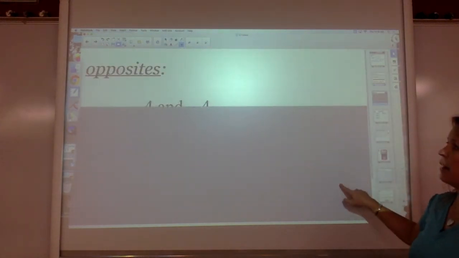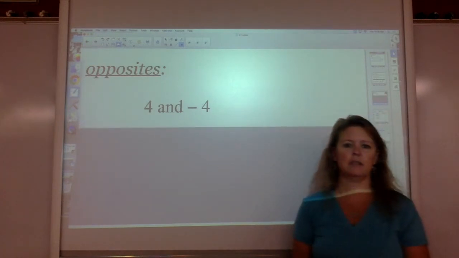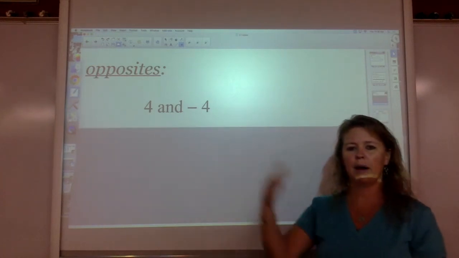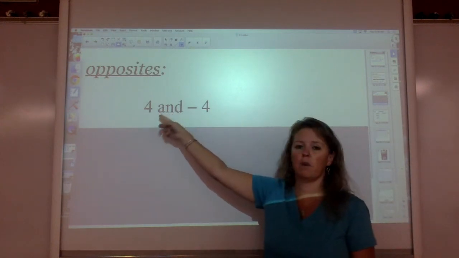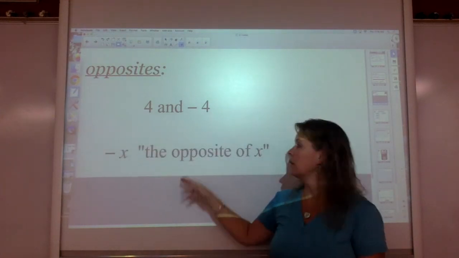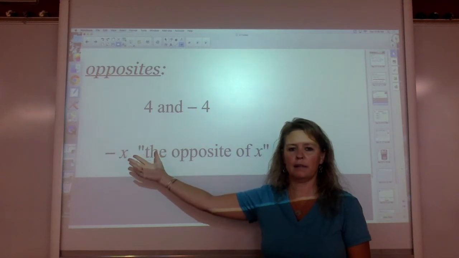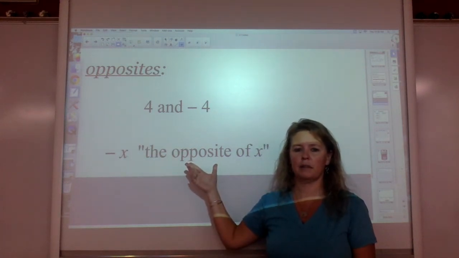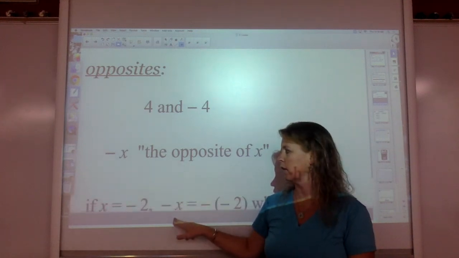Another definition for opposites. A lot of times I will use the word opposite instead of calling it a negative. A positive 4 and a negative 4 are opposite to each other, but maybe we'll call it 4 and the opposite of 4. Why would we do that? Because what if we don't know what x is? If you don't know what x is, then you'd have to say the opposite of x. You can't say negative x because we don't know if it's negative or not.